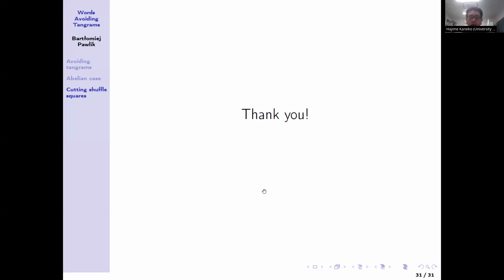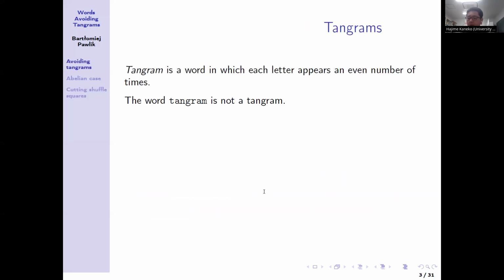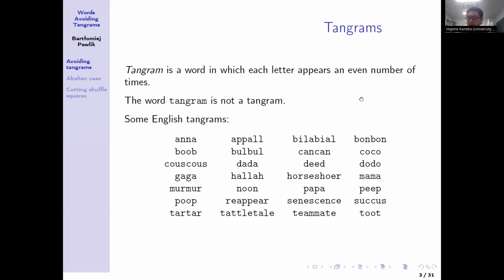Thank you for the nice talk. I have a question about the definition of tangram. You said that in the definition of tangram, every letter occurs an even number of times. Yes, it's an even word. My interest is, for example, if every letter occurs a number of times that is a multiple of 3, an analogy of cubic. Is it possible to consider such an analogy?